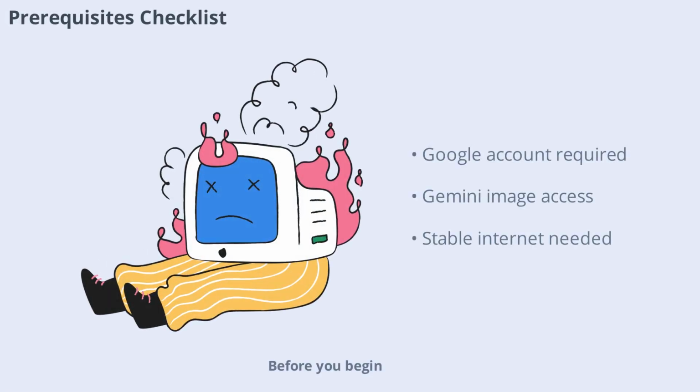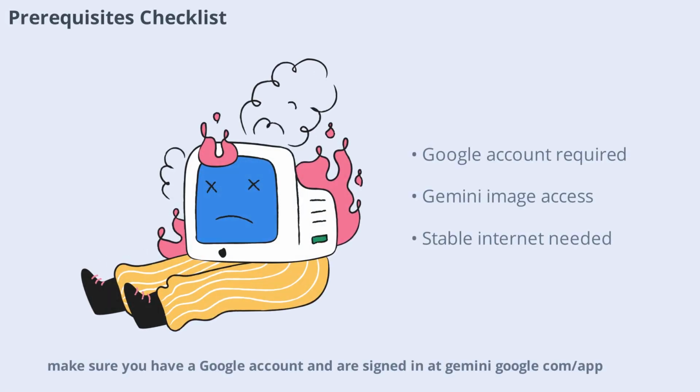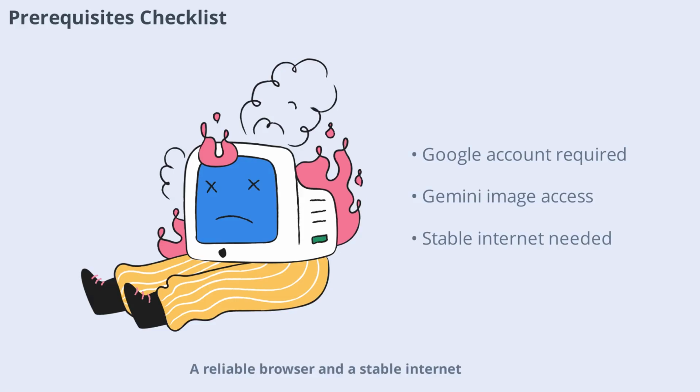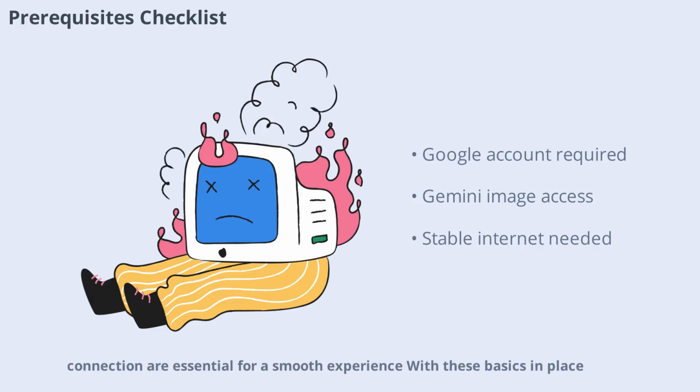Before you begin, make sure you have a Google account and are signed in at gemini.google.com/app. You'll also need Gemini access that supports image generation. Check your plan to confirm this feature is included. A reliable browser and a stable internet connection are essential for a smooth experience. With these basics in place, you're ready to dive into Gemini's creative workflow. Let's move on to launching the app and starting your first image prompt.